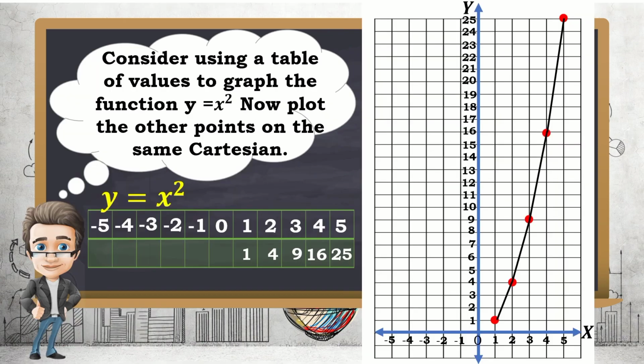Consider using a table of values to graph the function y is equal to x squared. Now, plot the other points on the same Cartesian plane. If x is 0, then the value of y is 0. If x is negative 1, then y is 1. If negative 2, 4; negative 3, 9; negative 4, 16; and negative 5, 25. And plot: we have (0, 0), (-1, 1), (-3, 9), (-4, 16), and (-5, 25). Then connect the points.